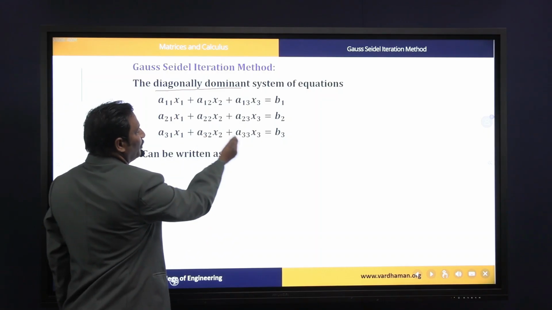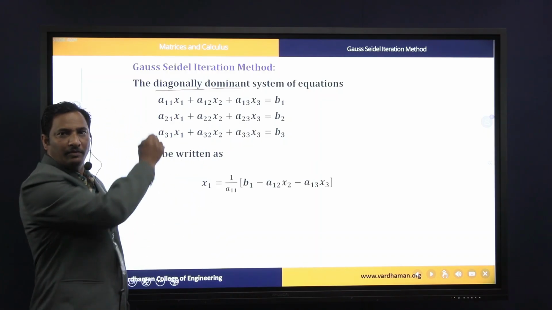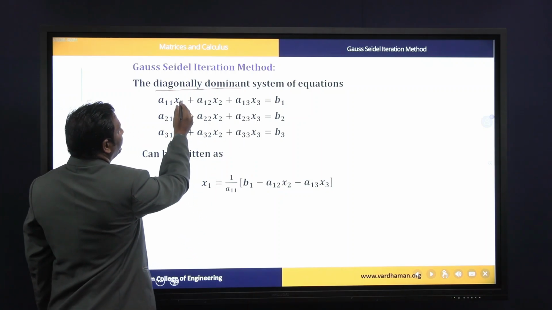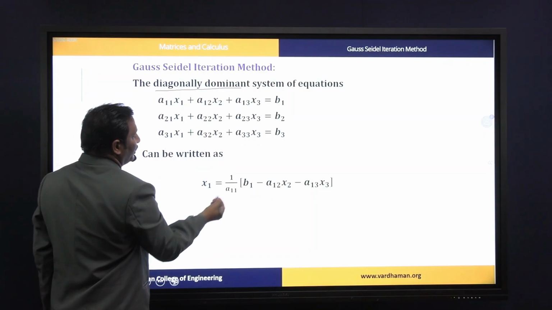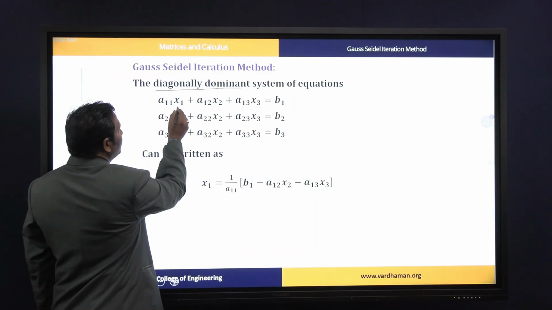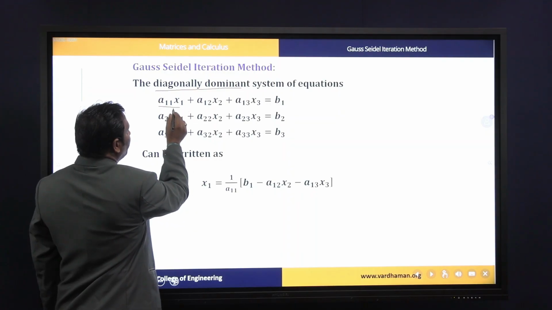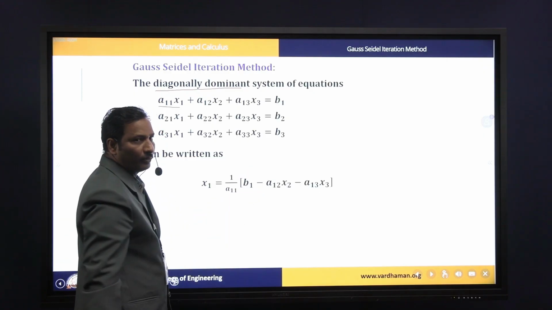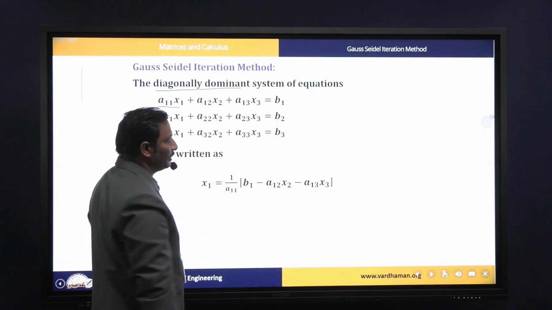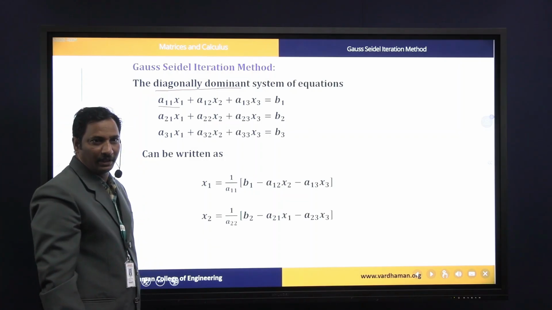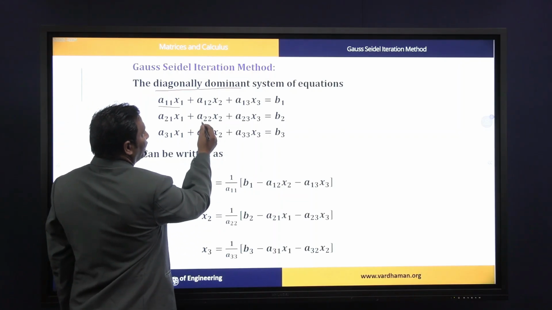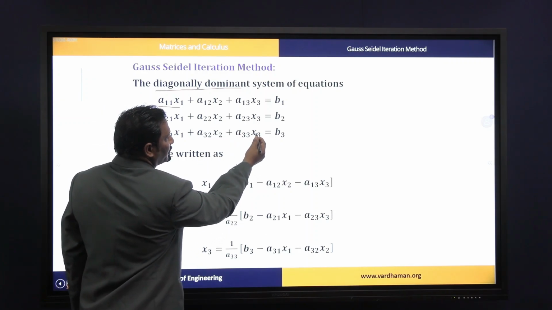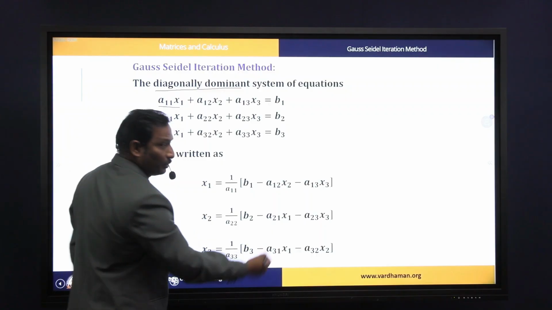If it is diagonally dominant, only then do we proceed to solve the system using the Gauss-Seidel method. If it is diagonally dominant, we write the dominant element as the subject. In the first equation, the dominant coefficient is a11. So write x1 equals 1 by a11 times (b1 minus a12 x2 minus a13 x3). Similarly, in this one, the x2 coefficient a22 is dominant, so write x2 equals. In this equation, the x3 coefficient is dominant, so write x3 equals.